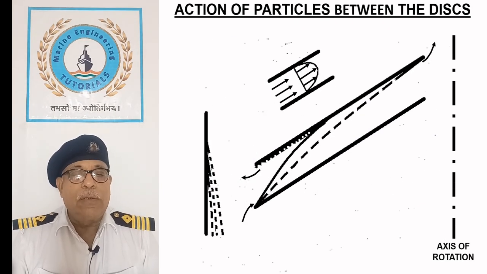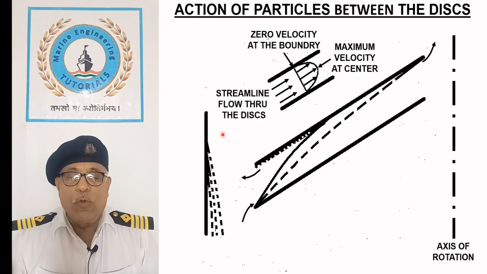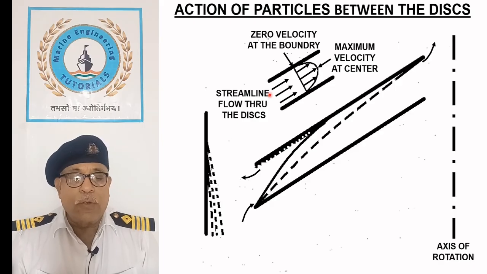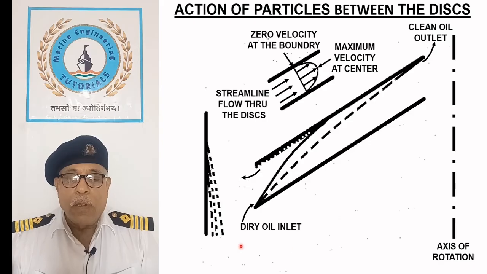Action of particles between the disks. This sketch shows the movement of particles between the disks. Oil flows in a streamlined manner between the two disks, with the velocity of oil particles being zero near the disk surfaces and maximum at the center. In a centrifuge, the oil flow between the disks is radially inward and then directed upward towards the clean oil outlet.